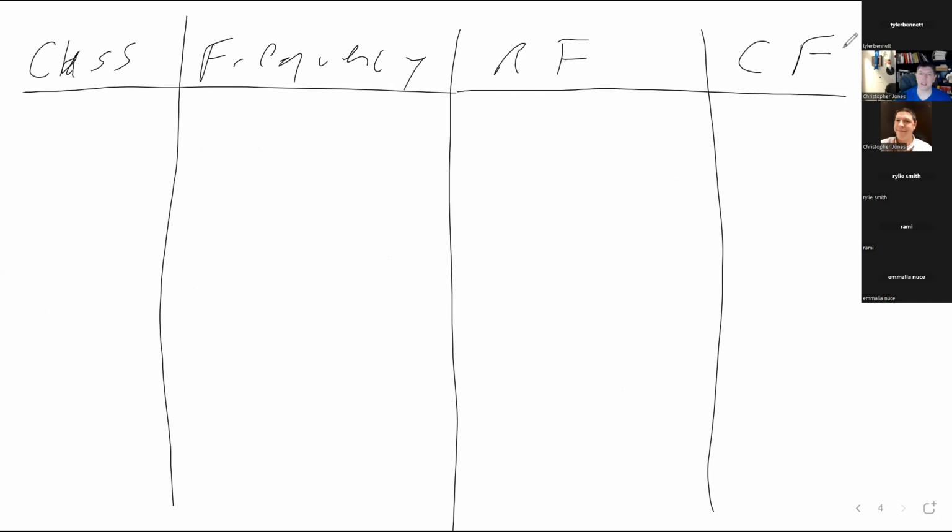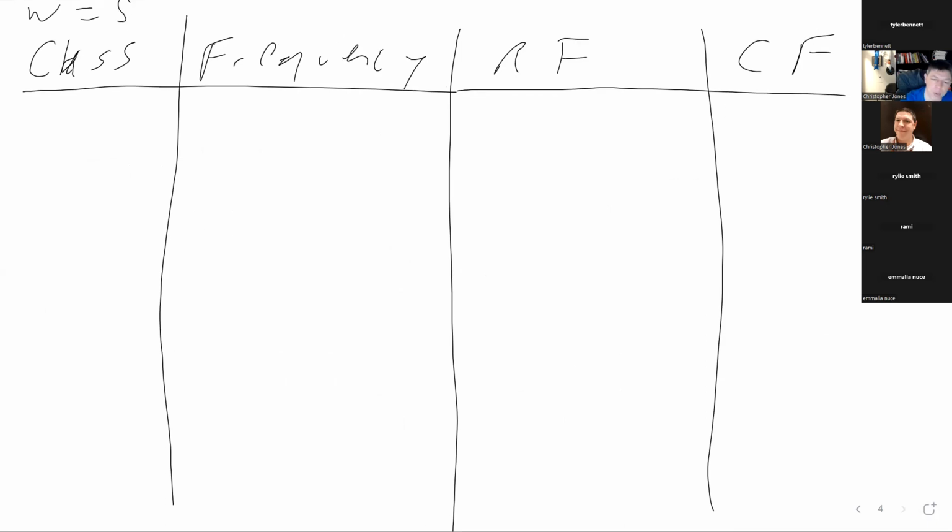Now for the first class, and the first class is always the hardest one. Remember that the width was equal to 5. Don't forget that, because that's going to be important. We need that to go any further. For the first class, we start at the number 5 because that was the lowest observation.